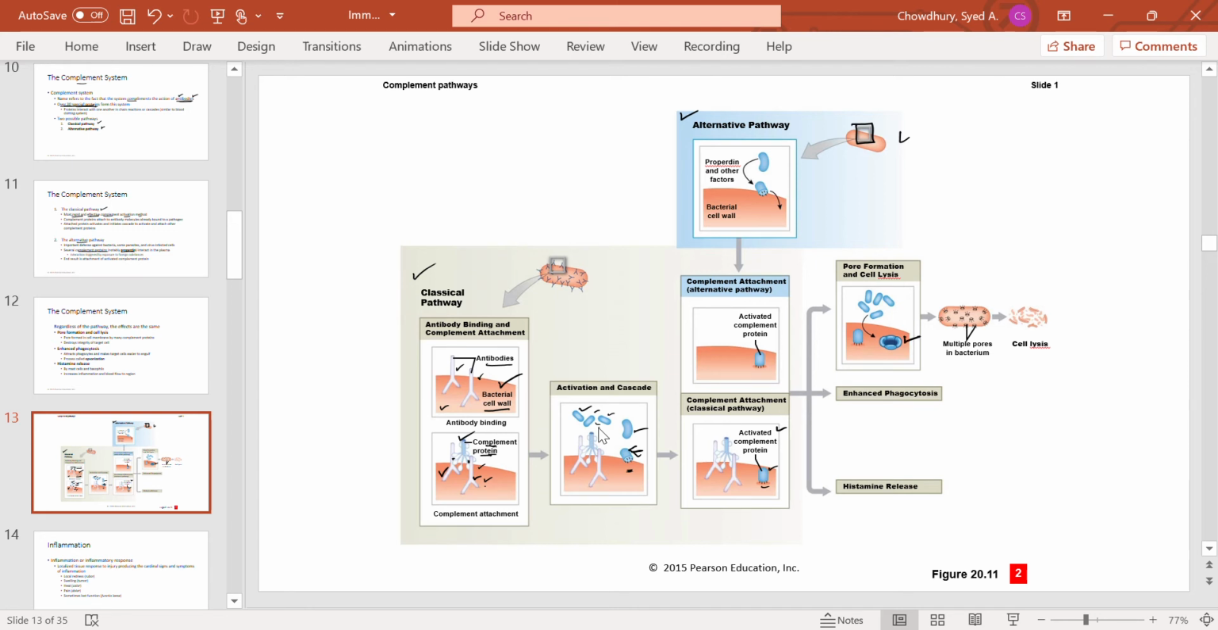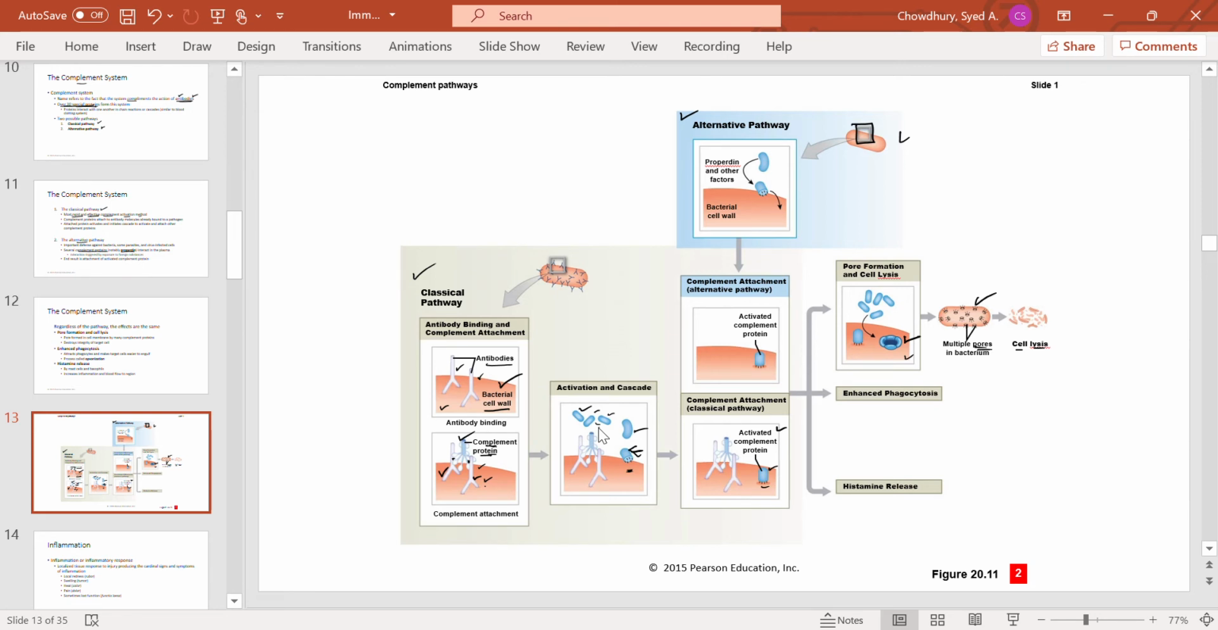So the fluid will get into the cell and will cause the lysis or breakdown of that bacteria. So by making holes or pores in the bacterial wall, it will destroy the bacteria. Makes sense? That is called the cell lysis or bacterial lysis. Okay, multiple pores or holes you see here.